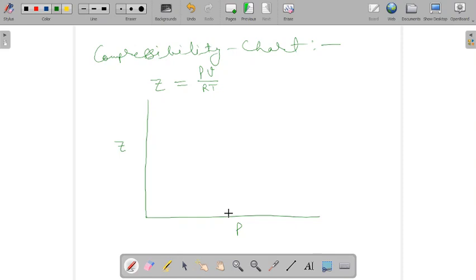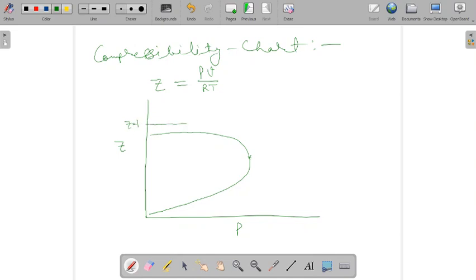So a compressibility chart is a chart which plots Z along the ordinate and pressure along the abscissa, and over this chart we plot the different temperature lines. Say for a substance, this is my liquid vapor dome and this is the critical point. Is this one clear?